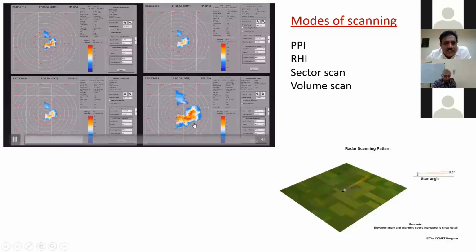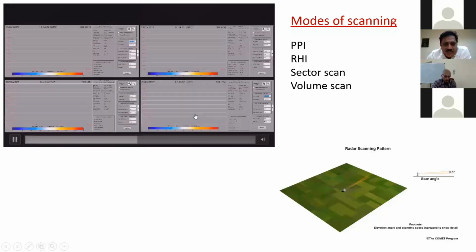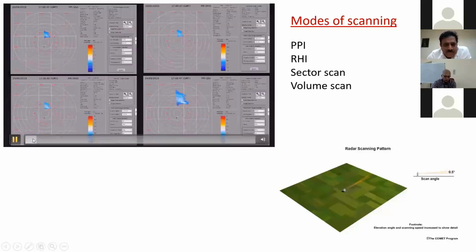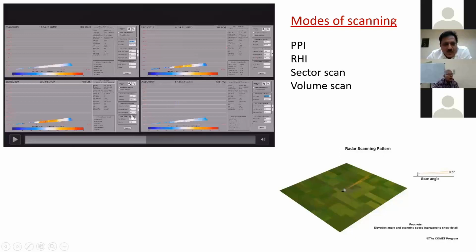Actually, this is the power and reflectivity for two polarizations, but you can see one picture that is sufficient. You can see this is the reflectivity around the radar. You can clearly see the rainfall around this region.